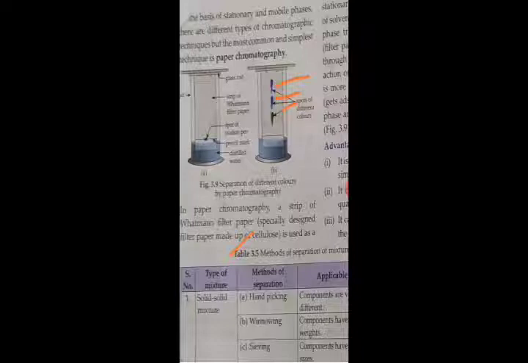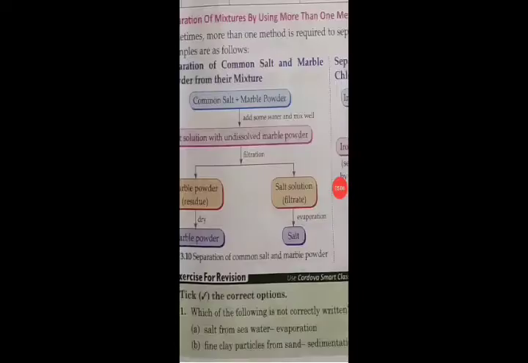Now let's come to the exercise given on page number 37. Tick the correct option. Which of the following is not correctly written? Salt from seawater by evaporation, fine clay particles from sand by sedimentation, chalk powder from water by filtration, or both A and B. So salt from seawater by evaporation is correct. Then fine clay particles from sand, it is not sedimentation, it is done by sieving. Is it clear? Chalk powder from water, filtration, this is also correct. So B is incorrect.